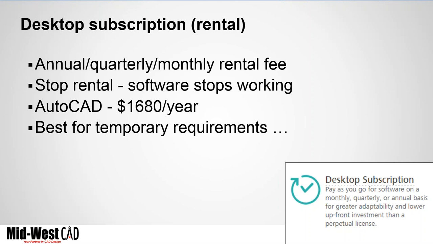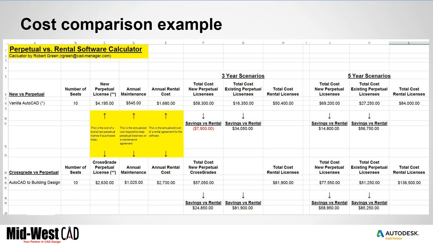Now, what I've done, and I do have this available, and if you want to send in a message to Craig or the Midwest CAD folks, we can get a copy of this to you. This is a software calculator that I actually did for Cadalyst magazine, and it would show you with a couple of examples what your cost scenario might be in a three-year and five-year rolling time frame, looking at retaining perpetuals versus rental. This may be a tool that could help you understand what would make the most sense for your company, given your software tools and where you're at, and what your needs and requirements are going to be. So we can certainly make that available to you.